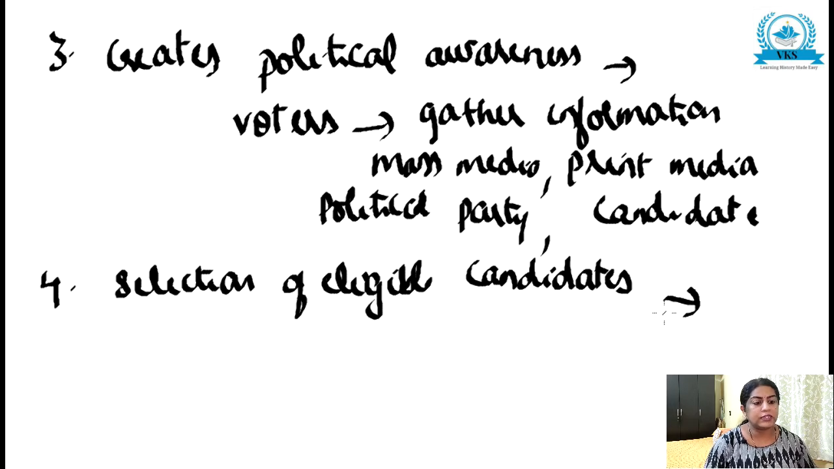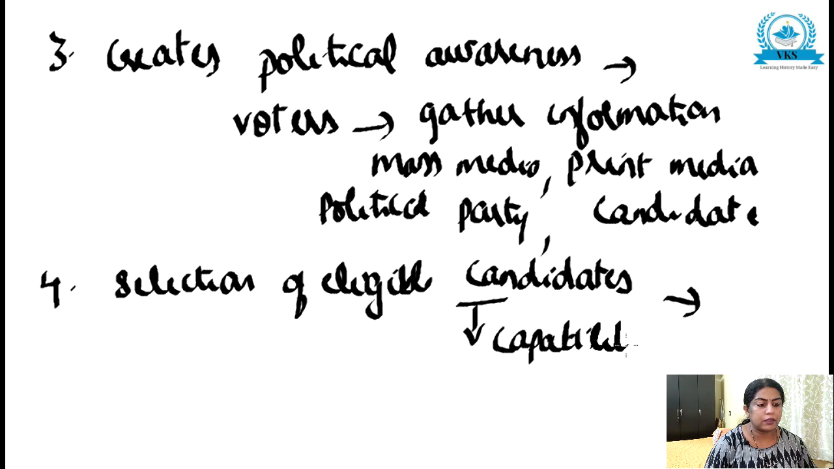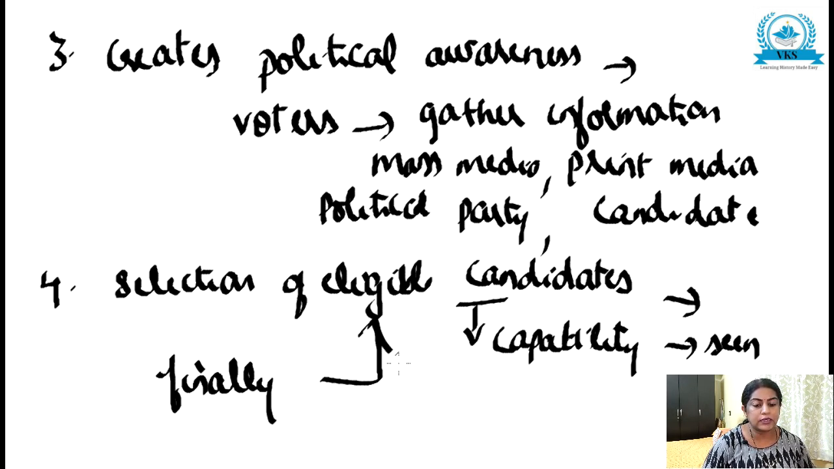So the voters test the capacity and capability of the candidate. Candidates' capability and their capacities are seen first, and then finally an eligible candidate is elected. They first choose between different candidates, they see the capability and the capacity of the candidate, and finally the voter decides whom to choose. So finally an eligible candidate is being elected. So selection of eligible candidates is the fourth feature of direct election.